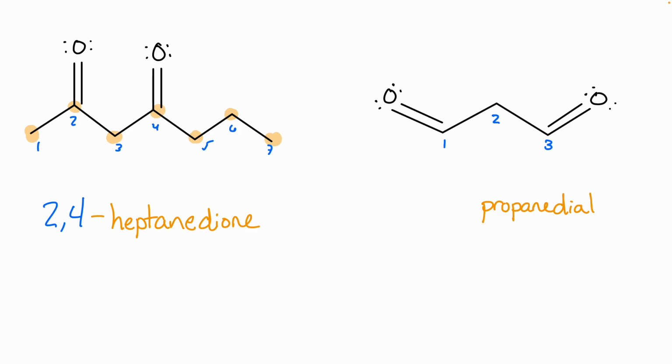Would there be any other way to do this molecule? No. So if you have a dial, you know one's located on one end, one's located on the other end. So just like before, we do not have to include our locants. This would just be propanedial. Cool.